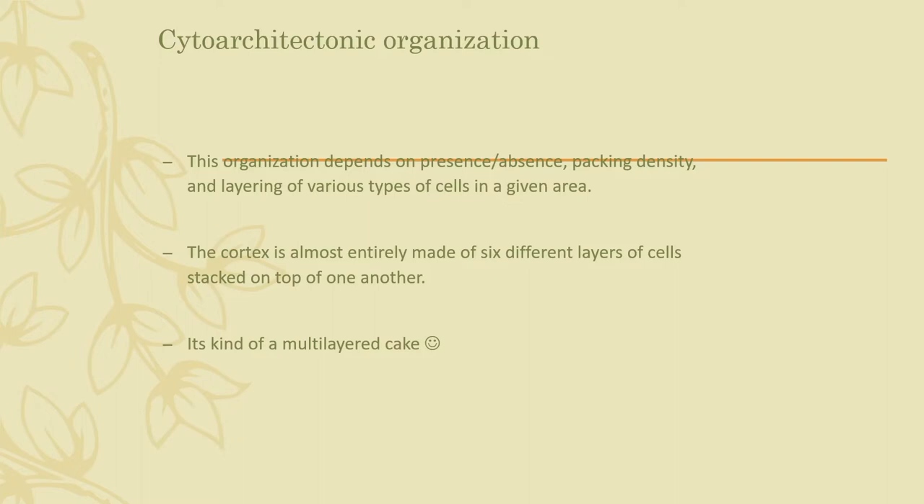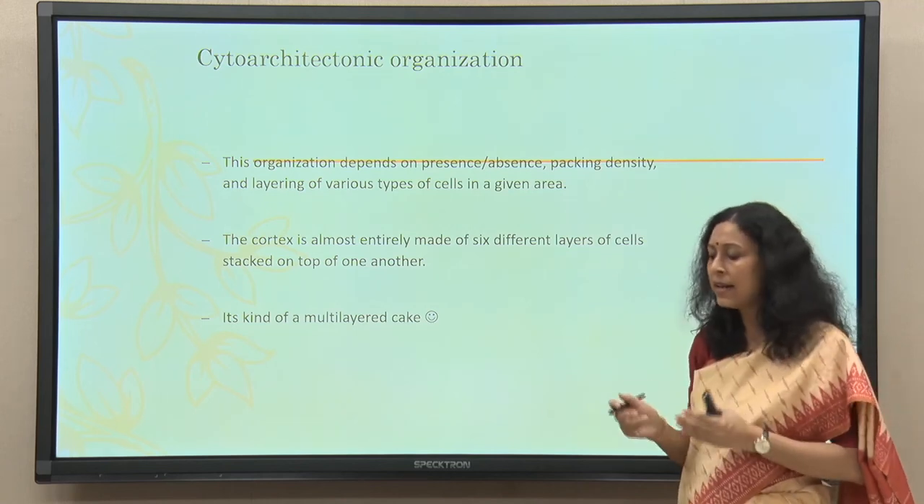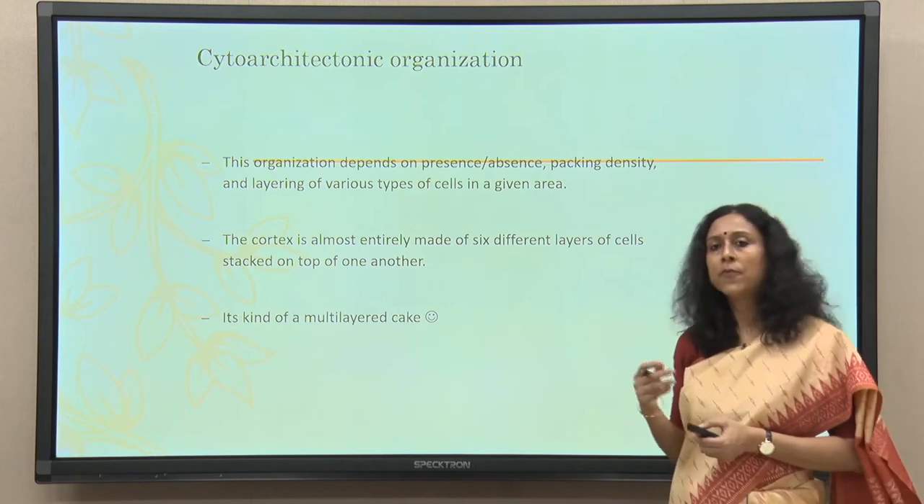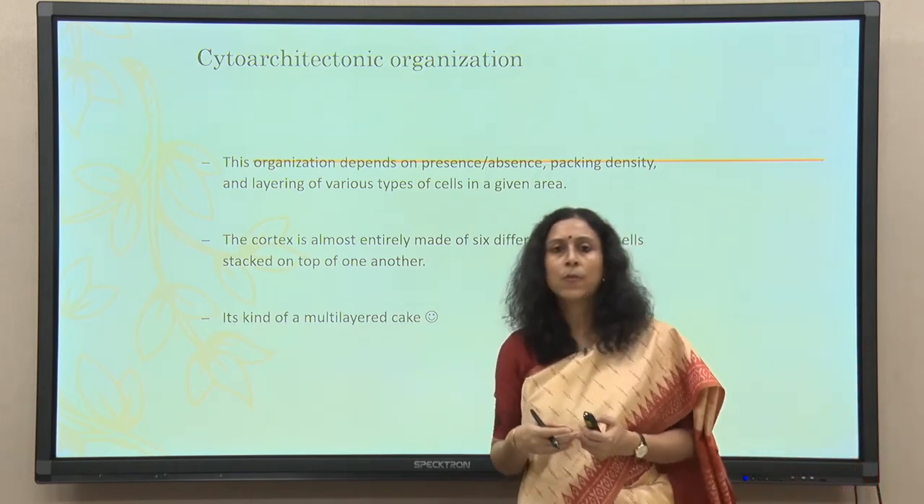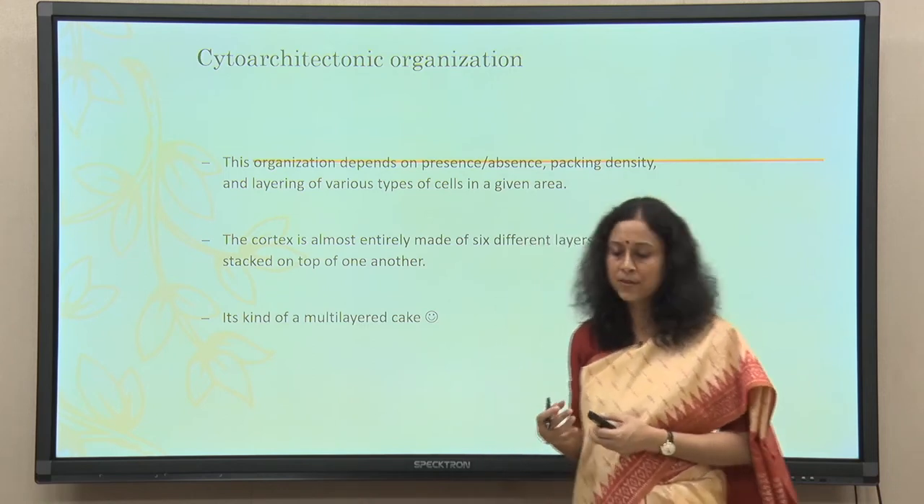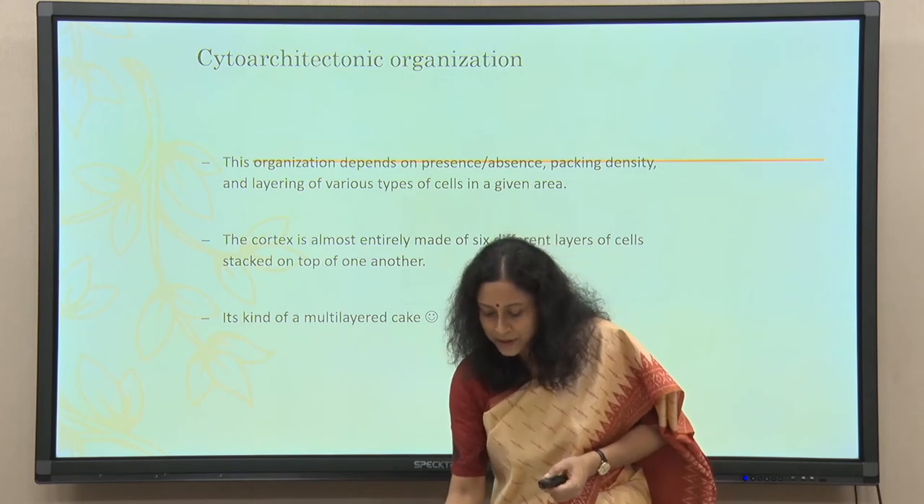Another way of looking at the brain organization is what is called the cytoarchitectonic organization. This organization depends on the presence or absence of, and packing density and layering of, various cells. So basically the anatomical aspect of the brain. In a tiny area of the brain, how many brain cells are there, how are they packed, what is the density, and which cells are present, which cells are absent, and so on. That is one aspect. Another aspect is the functional layers also.